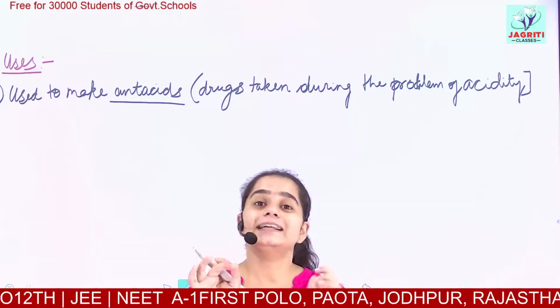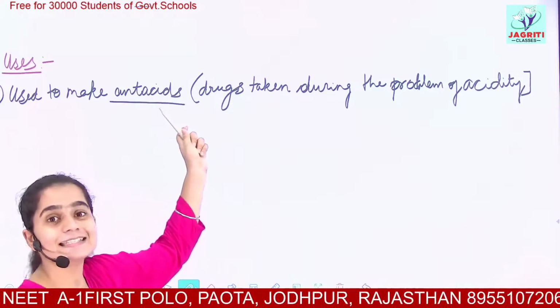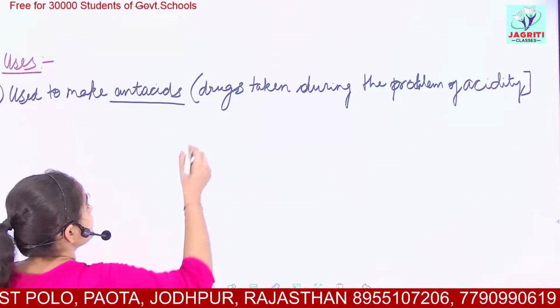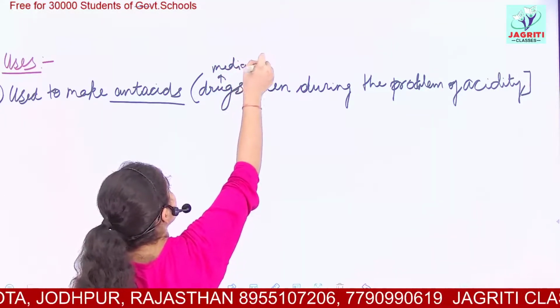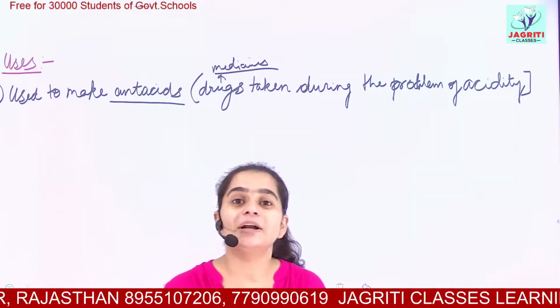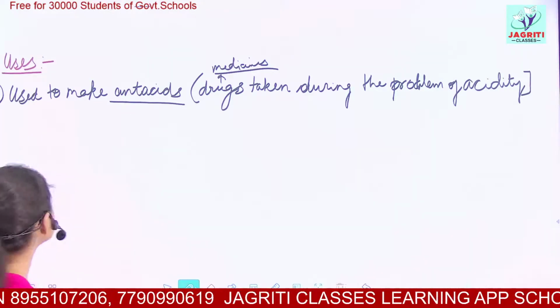Antacids means, anta means anti or against. The drugs or chemicals which are against acidity are called antacids. Okay? Drugs here means medicines, the medicines which we take to keep our acidity problem under control. So the first use is to make antacids.